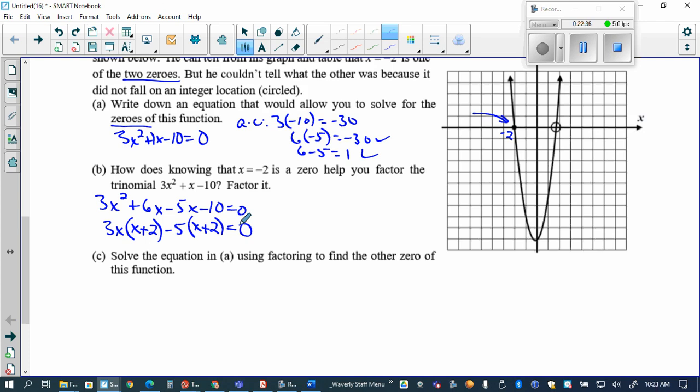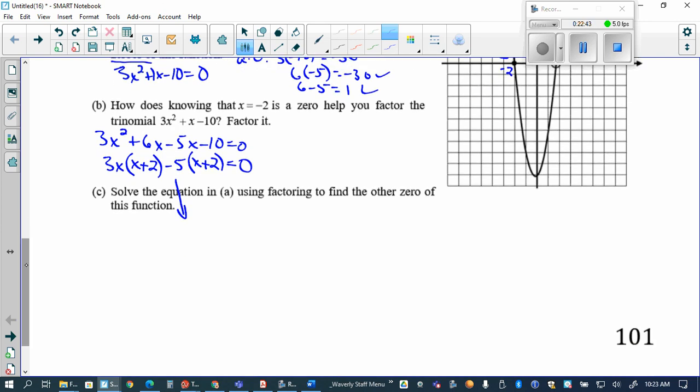Oh, yeah, now it's down. We'll just move down here. I hate when they break it up like that, but okay. What's the common factor between these two terms? x plus 2, leaving us 3x minus 5 equals 0.